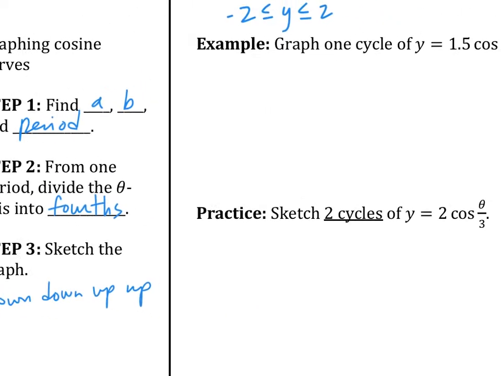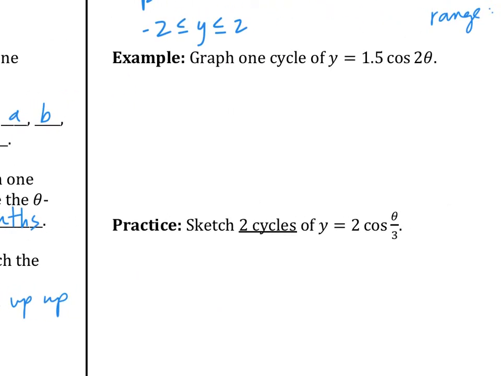So let us try. Okay, let's find A and B and period. Okay, what is A of this graph? 1.5, good. What is B? 2, very good. And then period is 2 pi over B, so that is pi.